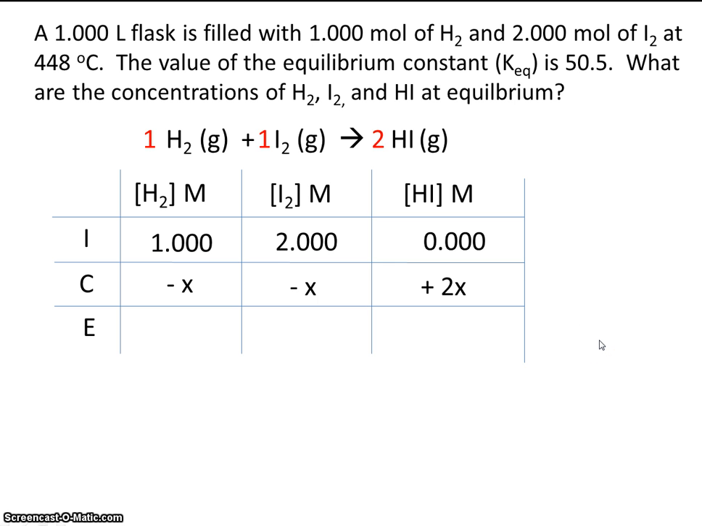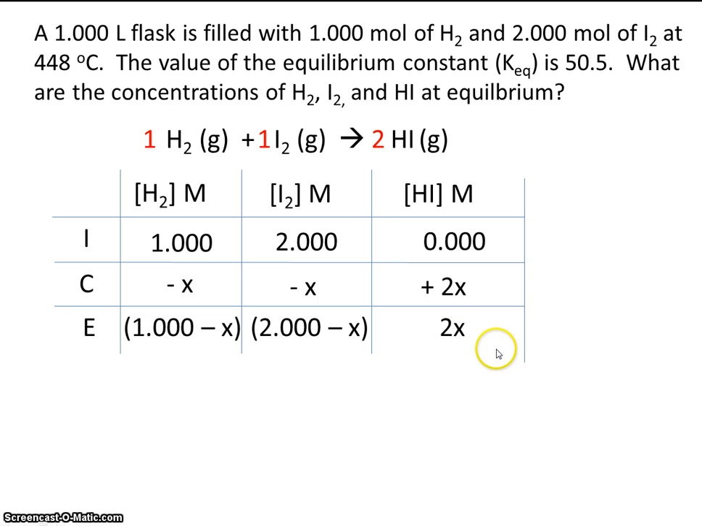Now the equilibrium concentrations. We don't know what those are either, but we do know that if we start with 1 and we decrease by x, at equilibrium we should have 1 minus x. Similarly, if we start with 2 and it goes down by x, we should have at equilibrium 2 minus x. And of course at equilibrium here we'll simply have 2x.